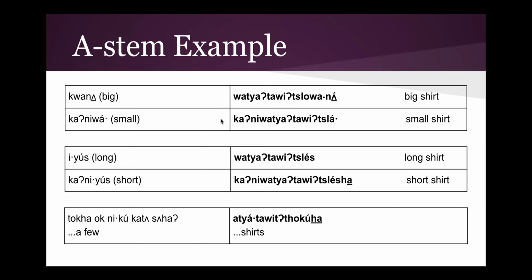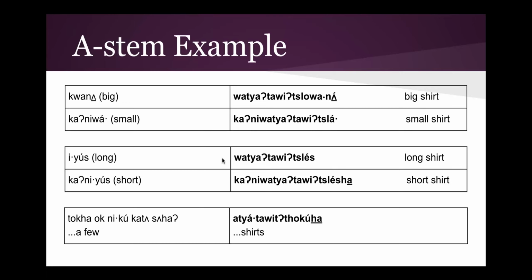And then we can make it a small shirt too by following that map we had on the previous slide. "Ga ni wajat dawit sla." Notice that this ending right here is the only part we have, and this beginning right here is also the only part that tells us that it's small. The rest is this verb root plus its joiner.